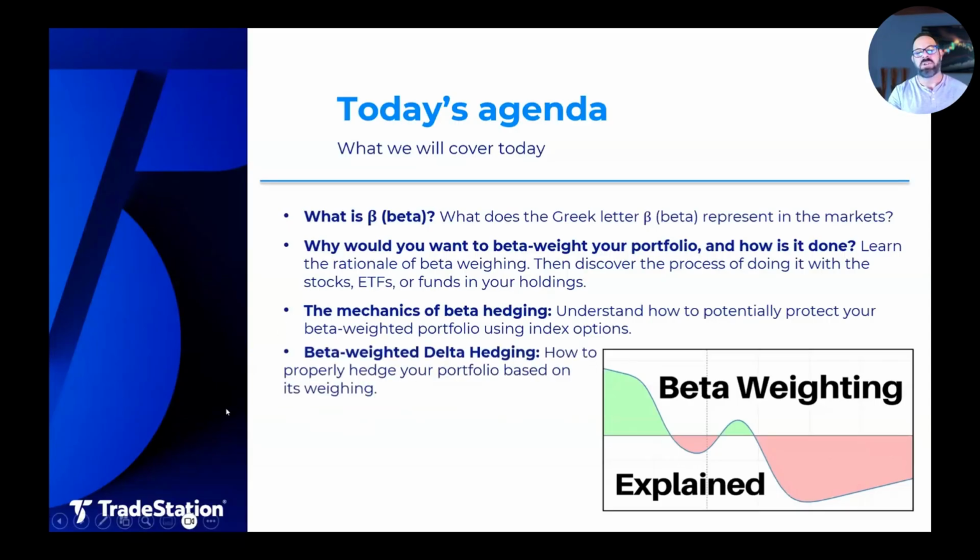So we'll talk also a little bit deeper. We're going to go into what's called beta weighted delta hedging. It's one thing to beta weight the portfolio, but to hedge it properly, you need to actually beta weight delta hedge your portfolios. I know it's a mouthful, right? It's actually not as hard as you think. And the neat thing is the calculator actually helps you with it as well.